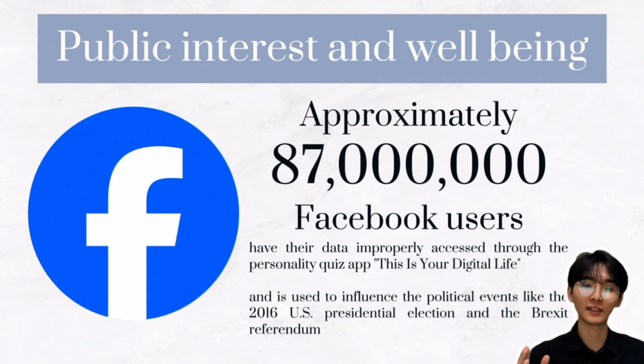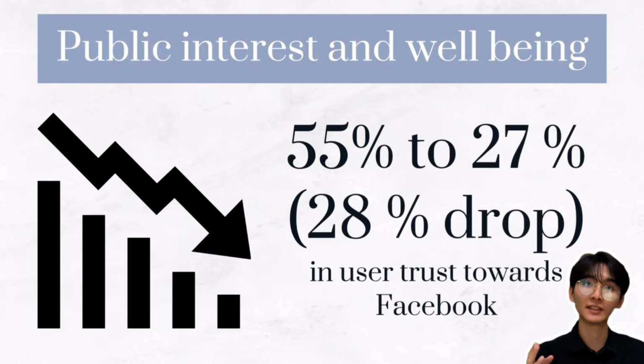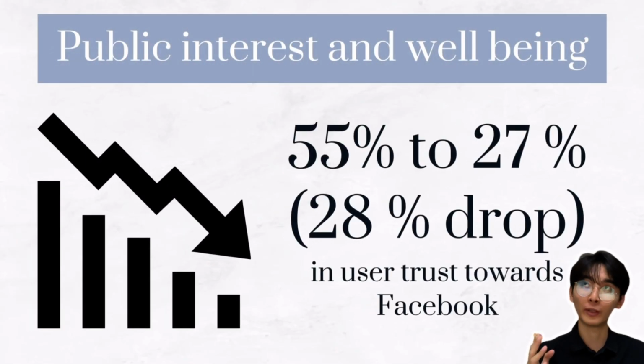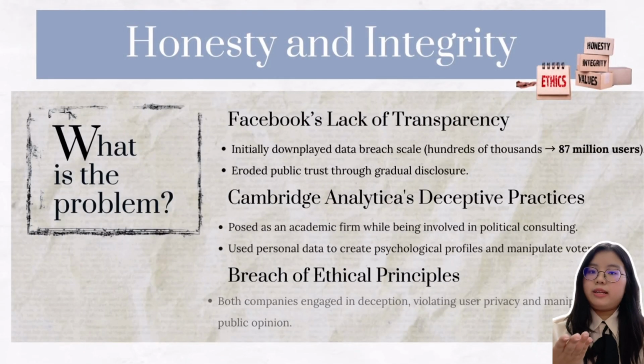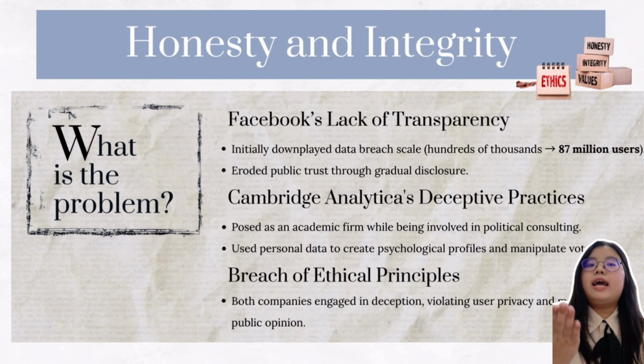Cambridge Analytica used this data to build detailed psychological profiles and delivered hyper-targeted political ads, manipulating voters' behavior in the 2016 US election and Brexit. As a result, trust in Facebook dropped dramatically from 55% to 27%, a whopping 28% drop according to a survey. The hashtag Delete Facebook movement went viral, and user engagement fell sharply, showing how the scandal deeply damaged the platform's credibility. The Cambridge Analytica scandal highlights how dishonesty and lack of integrity can damage trust and democracy.